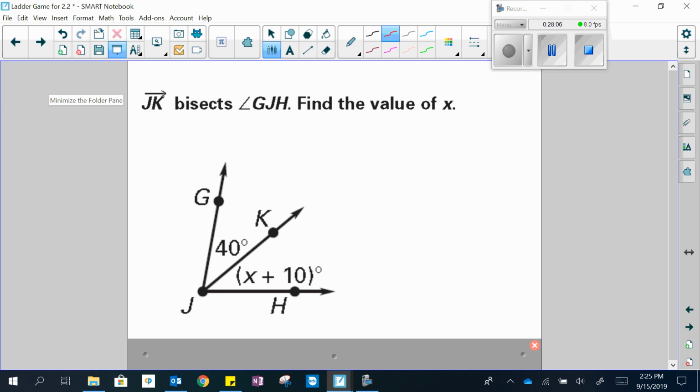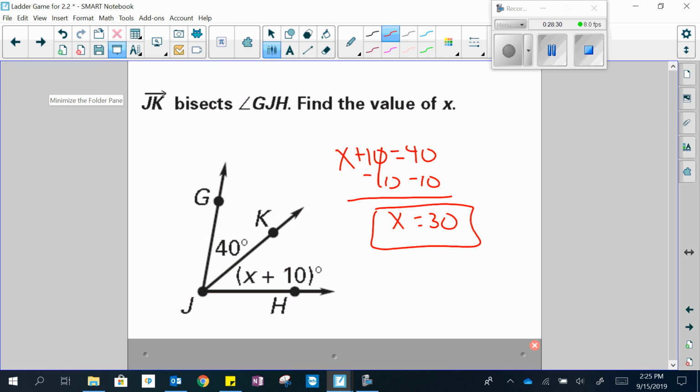Okay, solving for x. Well, because JK is the bisector, this angle and this angle are congruent. Congruent means they have the same measure. So x plus 10 equals 40. So we're able to subtract 10 and solve for x, and x equals 30. So if you put x equals 30, awesome.